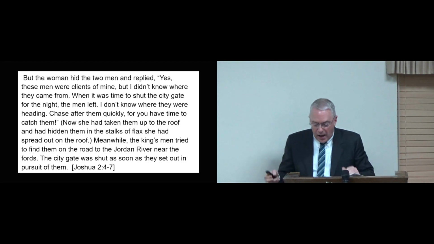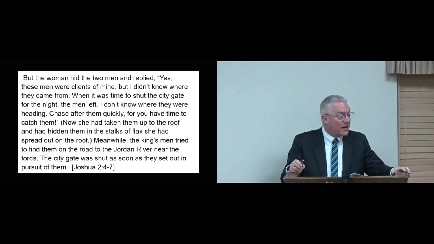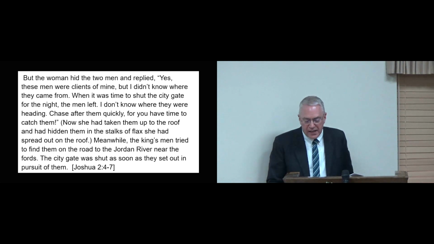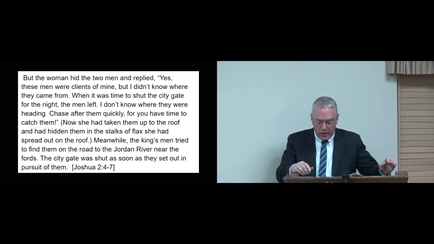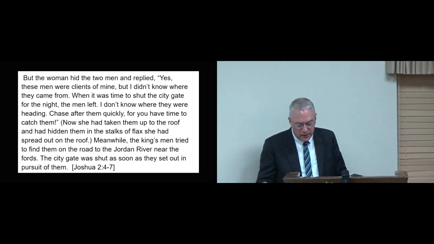Now, what she had done was taken them up to the roof and hidden them among the stalks of flax that she had spread on the roof. Meanwhile, the king's men tried to find them on the road to the Jordan River near the fords. The city gate was shut as soon as they set out in pursuit of them.